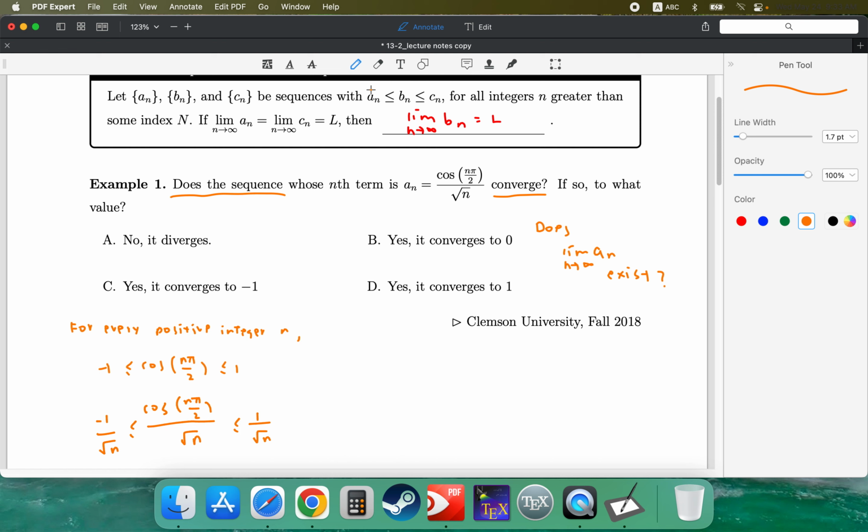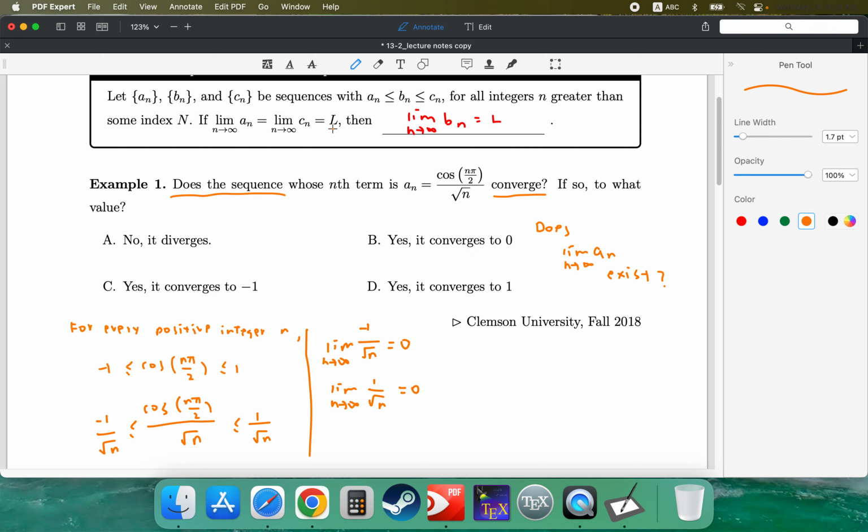So we have this inequality. Now we just need to make sure that the limit of the lower bound and the limit of the upper bound will be the same. Then we can say the limit of the middle sequence will go to the same number. So right here, the limit of the lower bound is 0 because you divide -1 by a large number. And also the limit of the upper bound is also 0, right? 1 over the square root of a large number is 0. So the limit of the lower bound equals the limit of the upper bound.